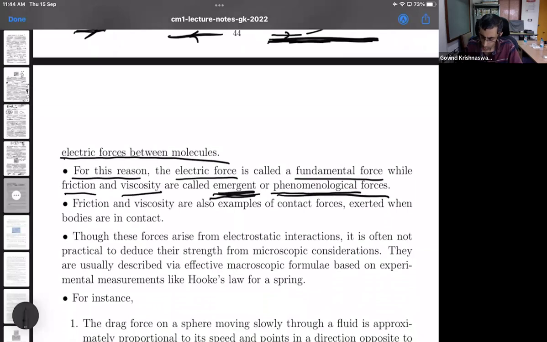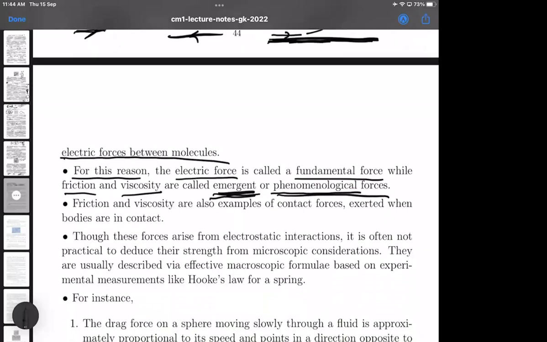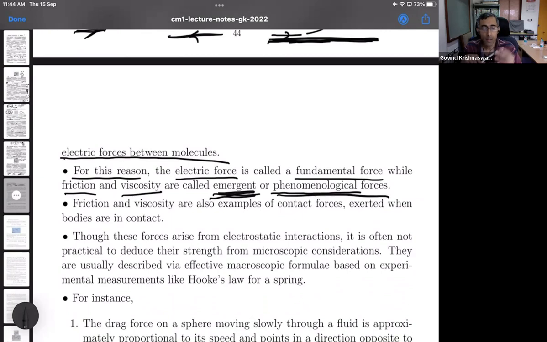Emergent, what do you mean by emergent force? Emergent is a word used to describe phenomena that emerge when many particles or constituents interact.